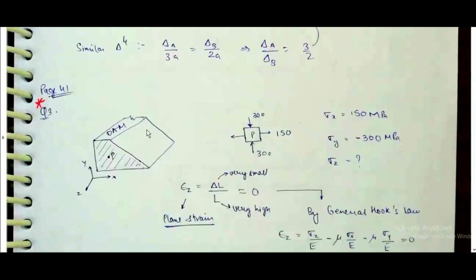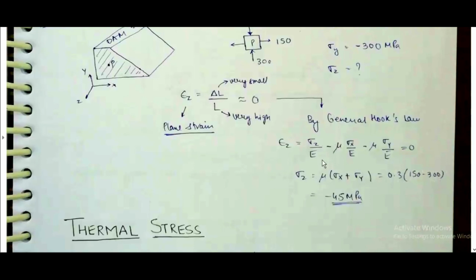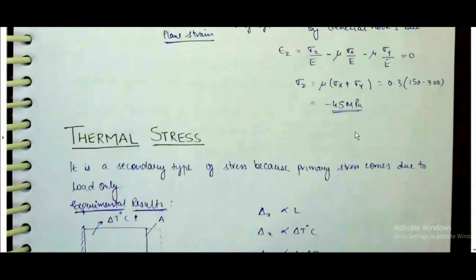Epsilon z is equal to delta L by L, which is small, equal to 0. By the general Hooke's law, epsilon z is equal to sigma z by E minus mu sigma x by E minus mu sigma y by E, which is equal to mu into sigma x plus sigma y.